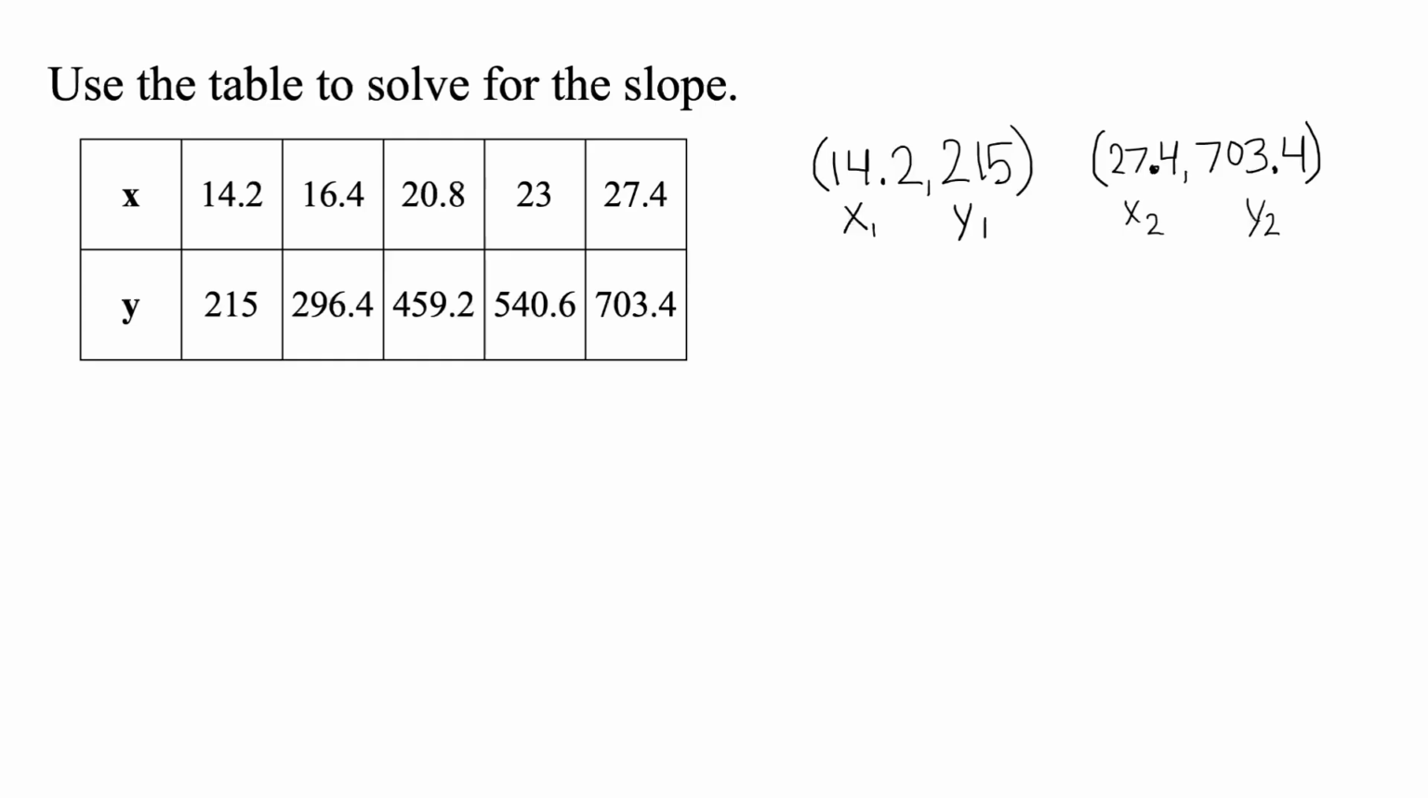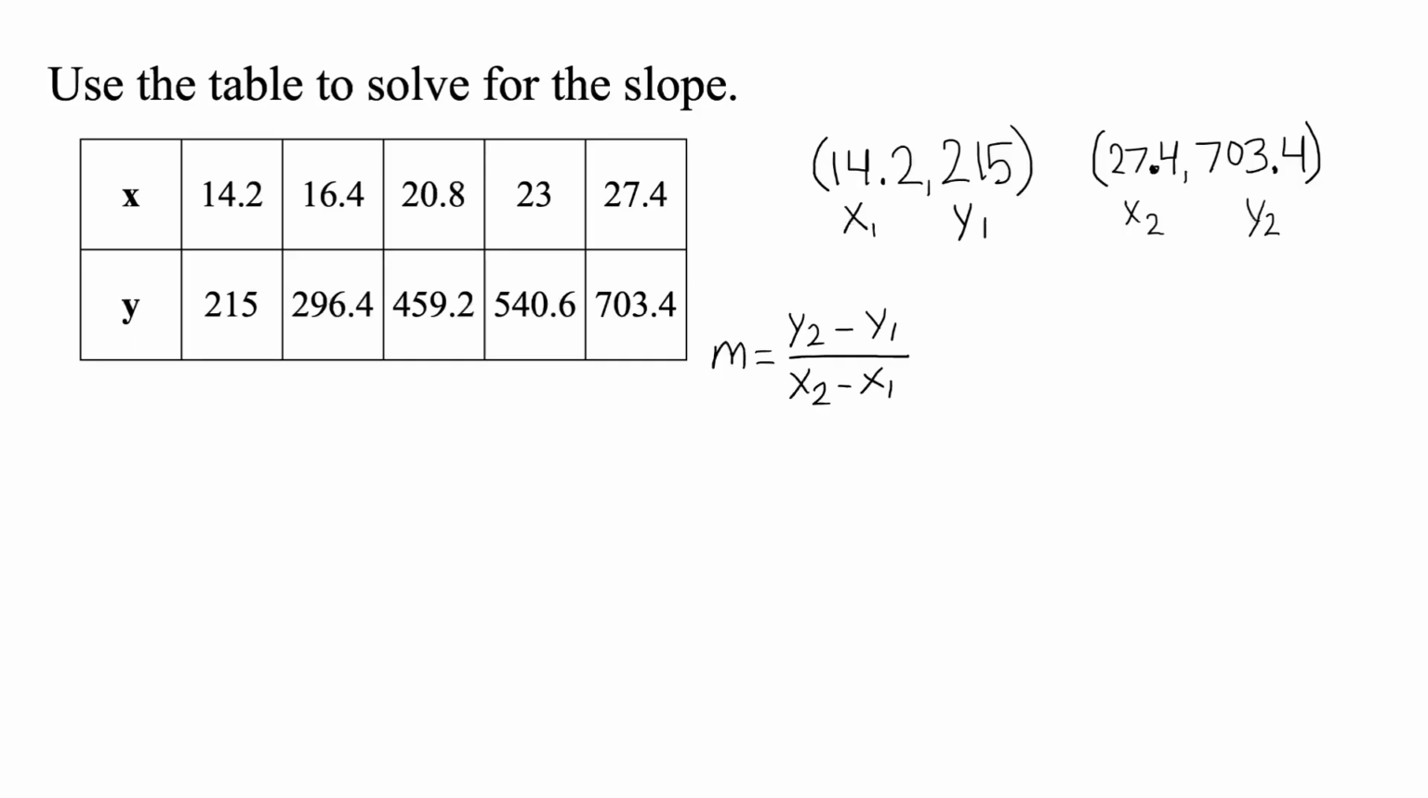Then, substitute the x and y values into the slope formula. The slope formula is the change in y divided by the change in x. Slope equals y sub 2 subtract y sub 1 divided by x sub 2 subtract x sub 1.